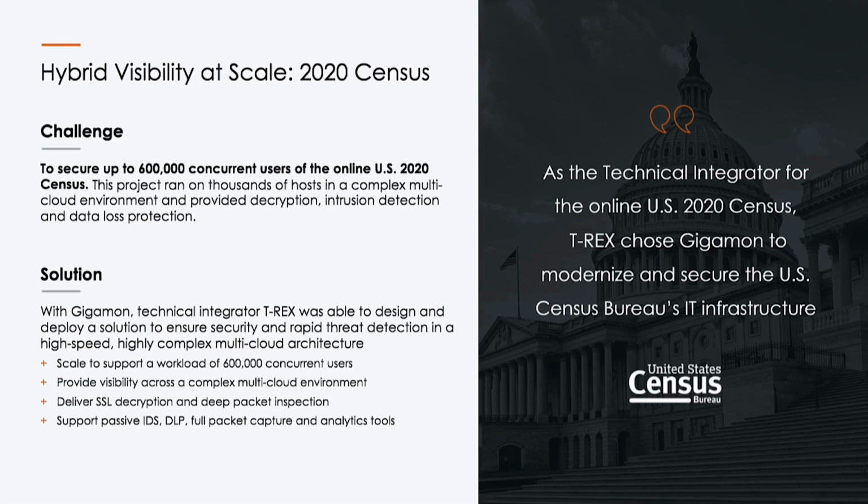And one of the good examples we've got is work that we did to secure the 2020 census. So here was a very, very complex network, a network that was spec'd to support up to 600,000 concurrent users. It was running on thousands of different hosts in a multi-cloud environment. And their requirement was obviously to encrypt all the traffic on the network because given the sensitivity of this data, it had to be encrypted.